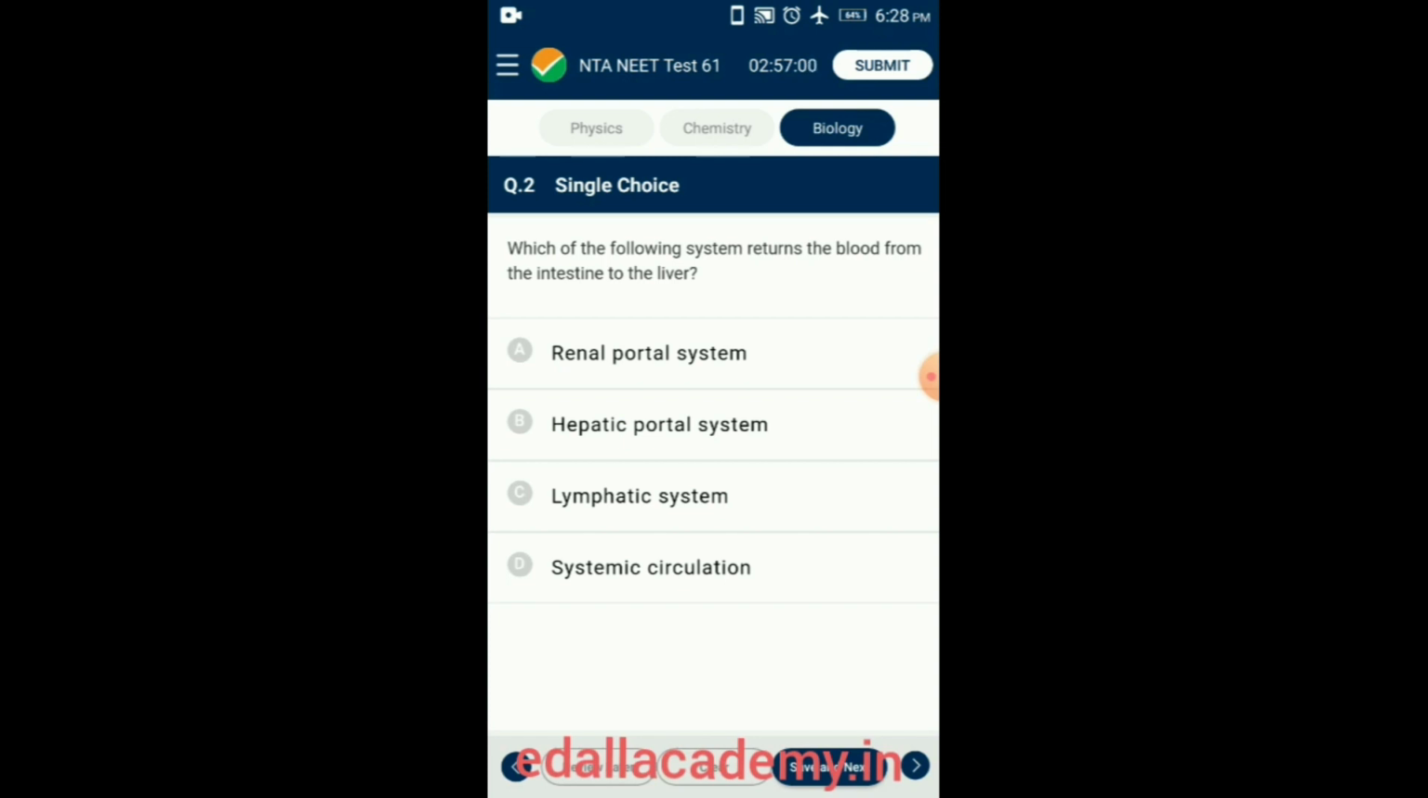Not all of the gastrointestinal tract is part of the system. The system extends from about the lower portion of the esophagus to the upper part of the anal canal. It also includes venous drainage from the spleen and pancreas. So the answer for this question is option B, hepatic portal system.